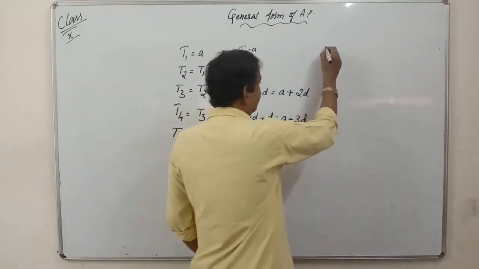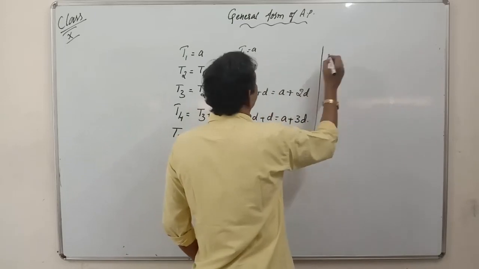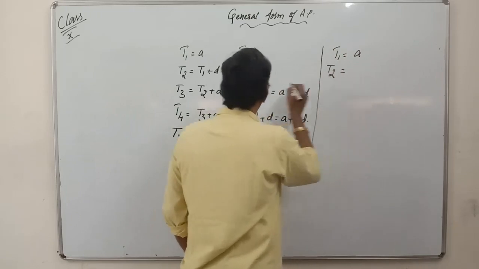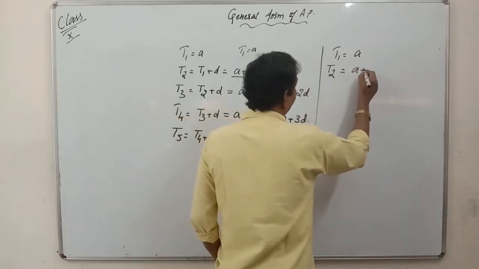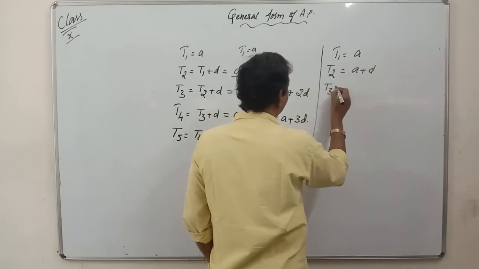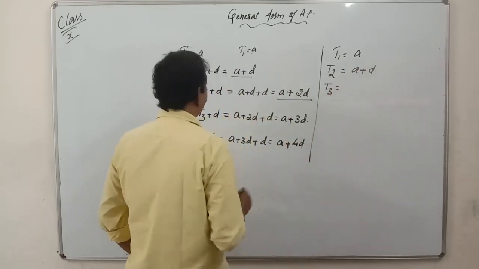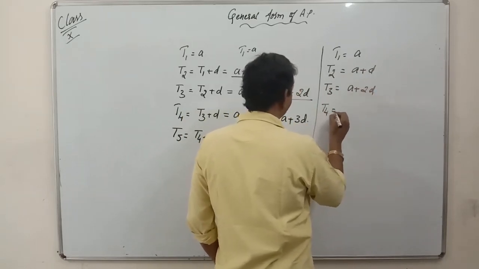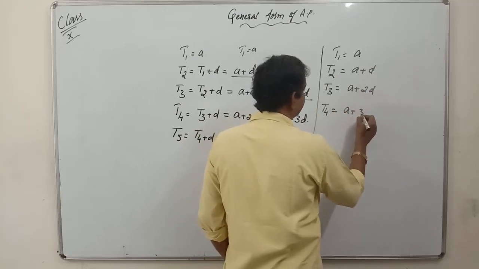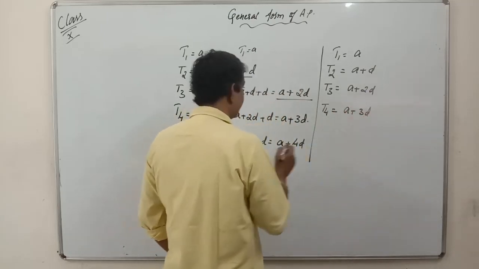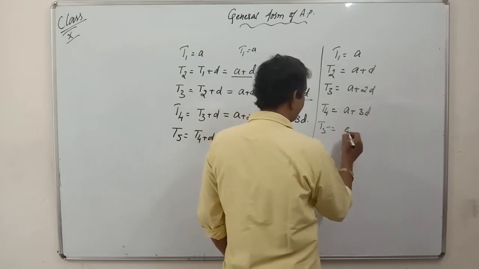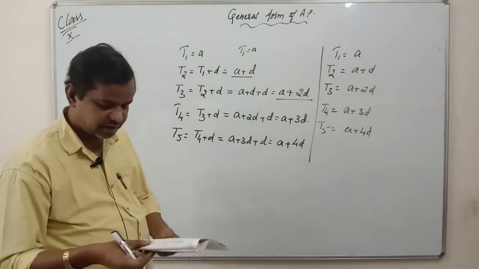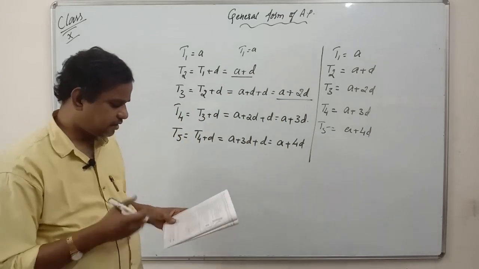So generally, T1 equals A, T2 equals A plus d, T3 equals A plus 2d, T4 equals A plus 3d, and T5 equals A plus 4d, and it goes on continuing. There is no end to this at all, and so on.